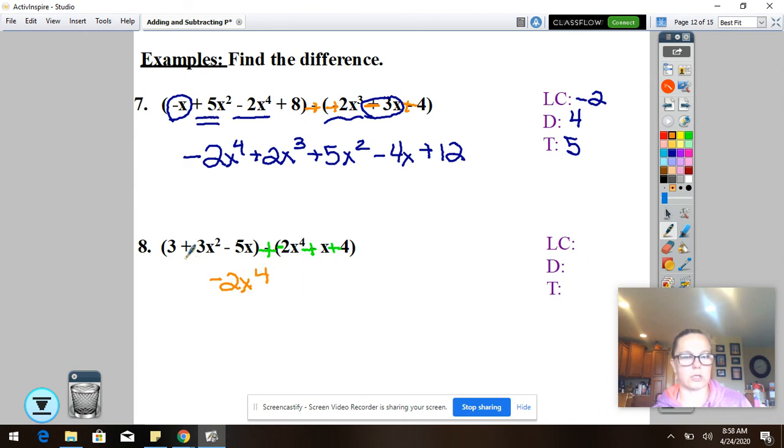Then I look. I just have that x squared, so I'm going to go plus 3x squared. But now I look, and I've got a negative 5x and a positive x. So negative 5 plus 1 is negative 4x. And then last, I've got 3 plus 4, which is 7. So my leading coefficient here would be negative 2. My degree is 4, and I also have 4 terms.